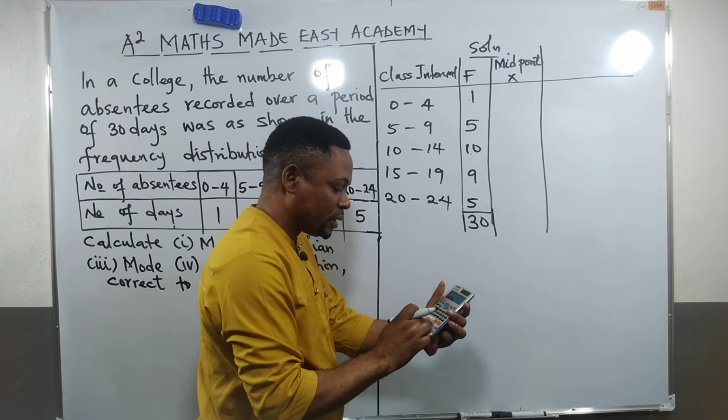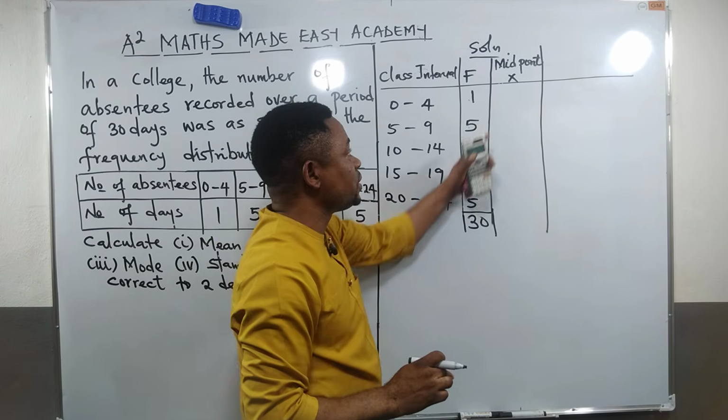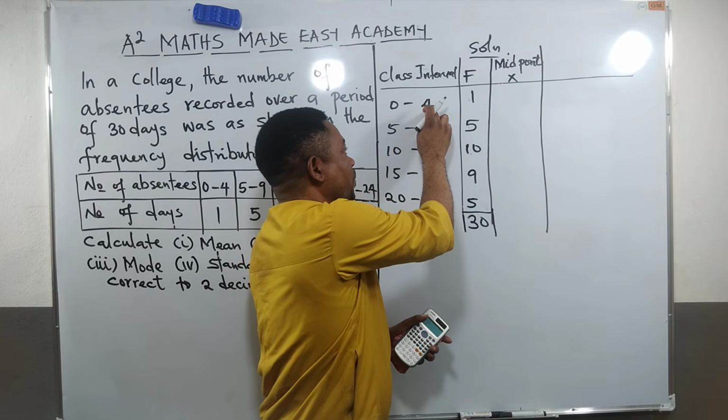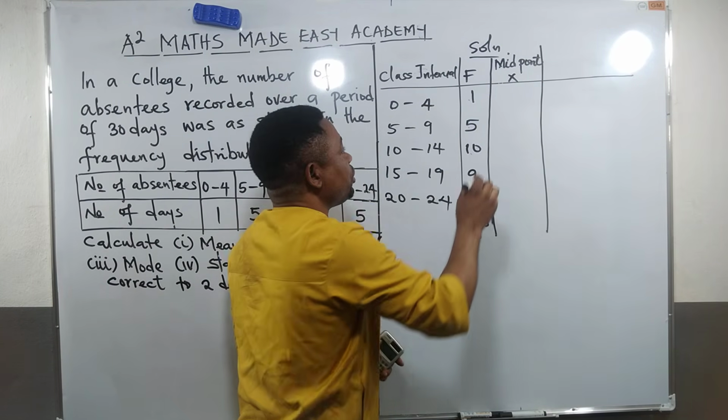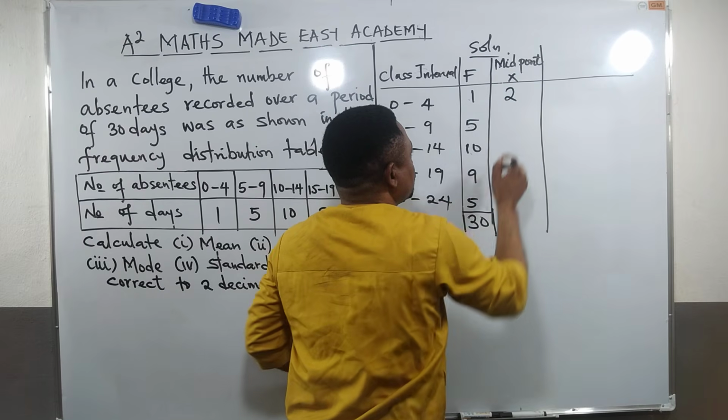Equal to 2, then divide it by 2. It's always divided by 2. Once you add the two numbers, you divide it by 2. When you divide it by 2, the result is what? 2. Are you with me?